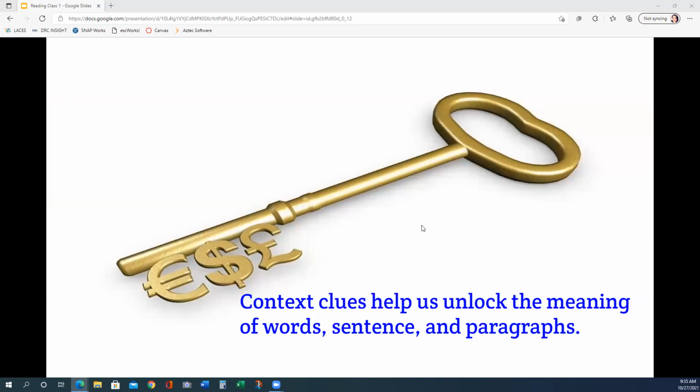Okay, so context clues help us unlock the meaning of words, sentences, and paragraphs. And we just have to understand and know how to look for the signs and how to decipher.